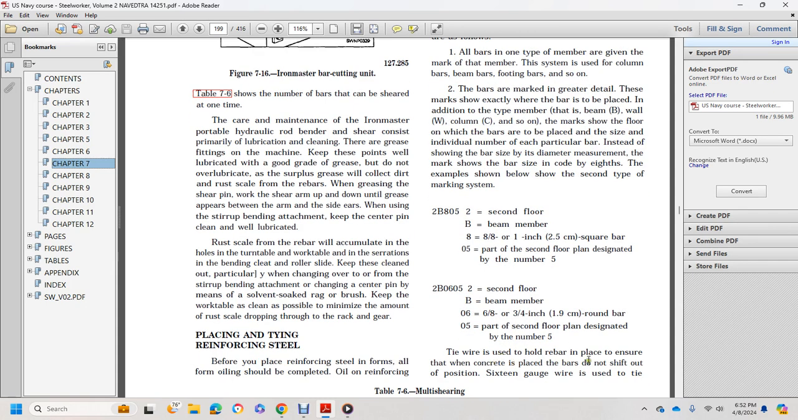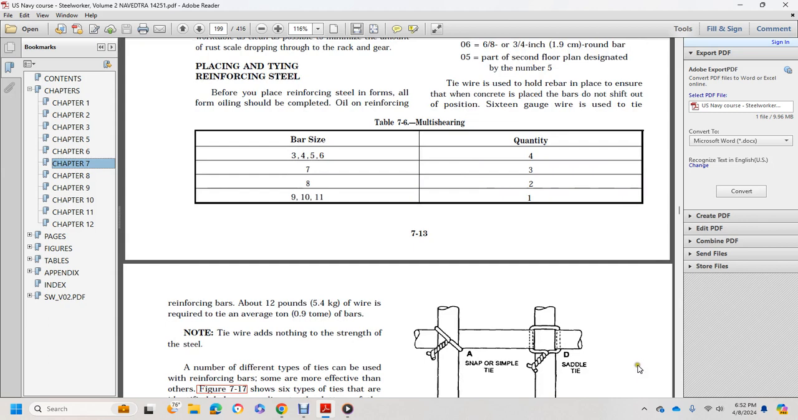Wire is used to hold the rebar in place, to ensure that when the concrete is placed on the bar, it does not shift position. 16 gauge wire is used to tie.